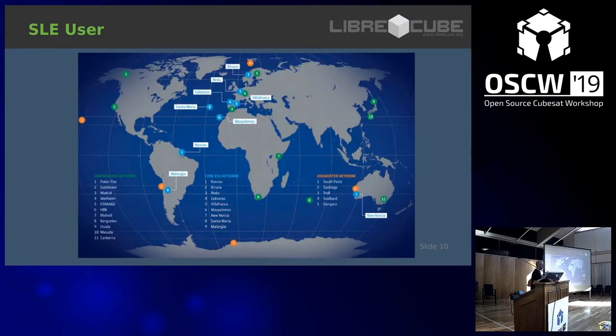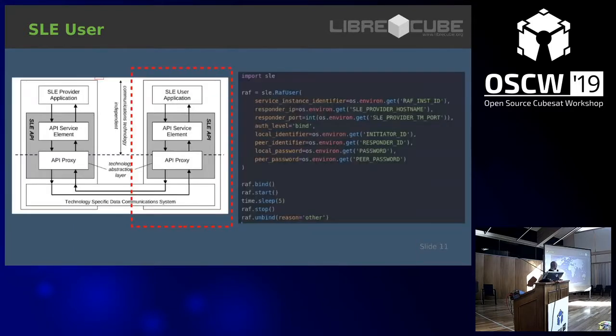Well, the fact is, all space agencies are using SLE to use the stations of the other agency, and all commercial providers have a SLE provider. This is an example of a ground station network from ESA. So all these dots here are ground stations, and the ESA operations center in Darmstadt is connecting to each of these ground stations that they need to conduct a pass and get the telemetry. So this is working. And what we did is to write a SLE user that you can then use to connect to any of these stations.